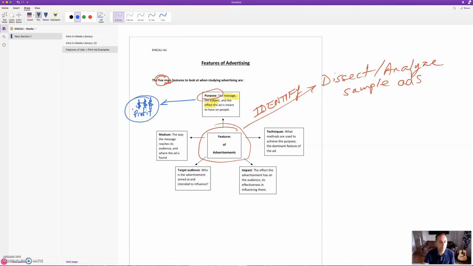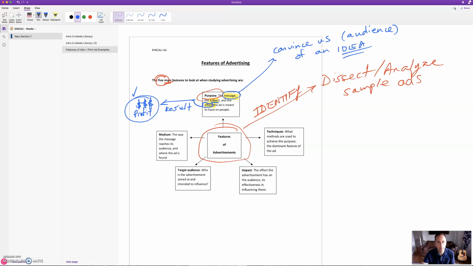Well, of course it's advertising, so yes, they're going to want to make money. They're not doing this out of the goodness of their hearts, okay? But that would connect to the effect, right? Because this is about the result of what people will do. But notice purpose is also the message and the subject. So they want to convince us, the audience, of an idea.